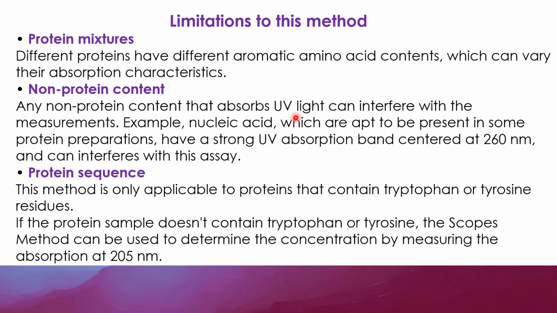The next limitation has to do with protein sequence. This method is only applicable to proteins that contain tryptophan or tyrosine residues. If the protein sample doesn't contain tryptophan or tyrosine, the Scopes method can be used to determine the concentration by measuring the absorption at 205 nanometers.